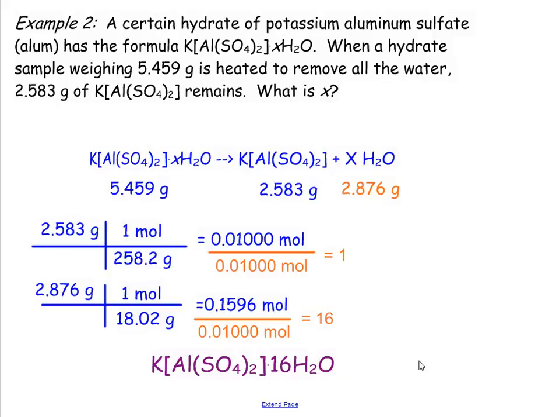If I convert both of those numbers in the products to moles, I end up with 0.01 mole of the anhydrous potassium aluminum sulfate and 0.1596 moles of water. My potassium aluminum sulfate is the smaller number, so I divide both by 0.01, and I end up with 16 waters for every anhydrous potassium aluminum sulfate, which means X is 16.